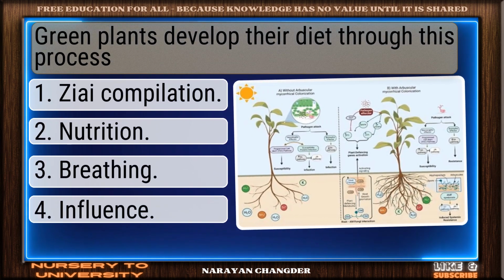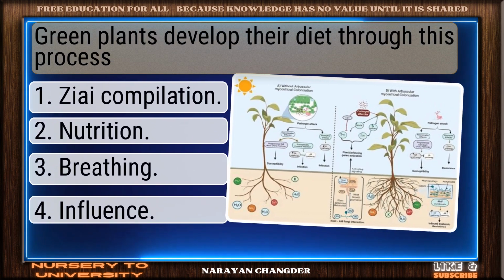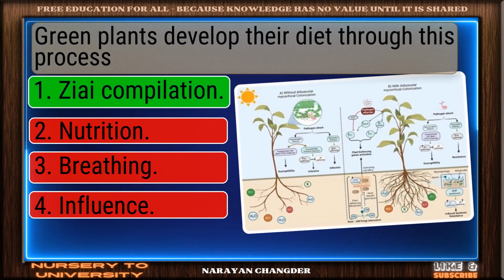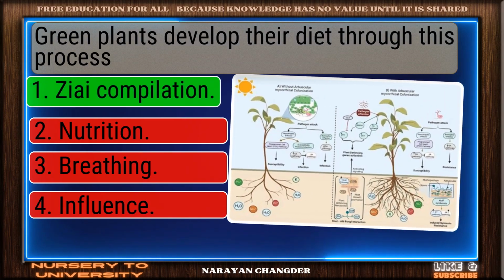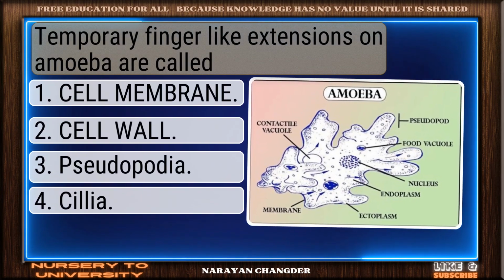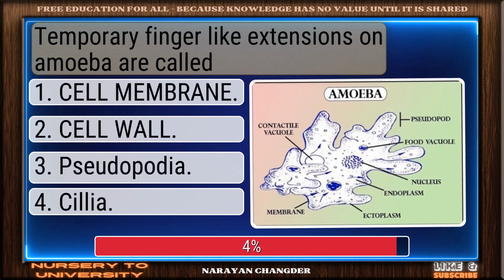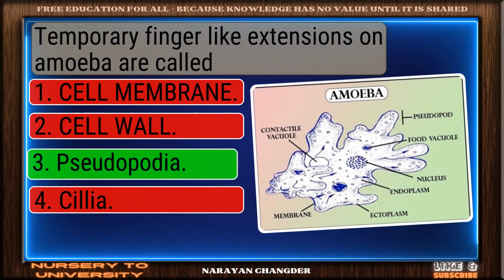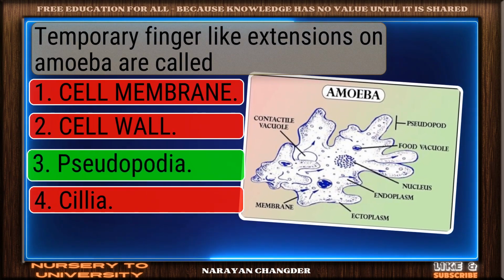Green plants develop their diet through this process. Right choice. Photosynthesis is best. Temporary finger-like extensions on an amoeba are called? Correct response. Pseudopodia is accurate.